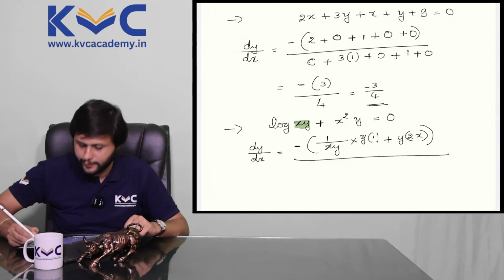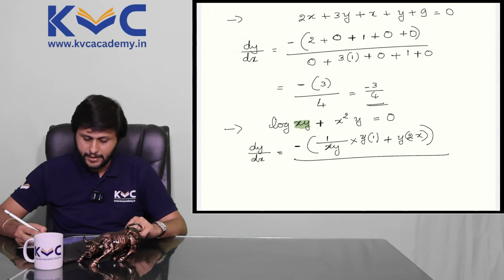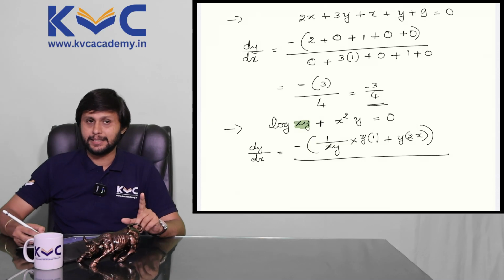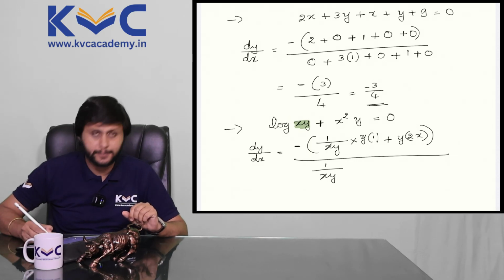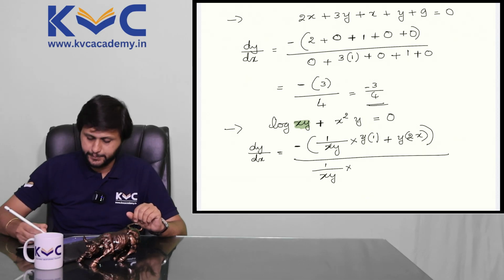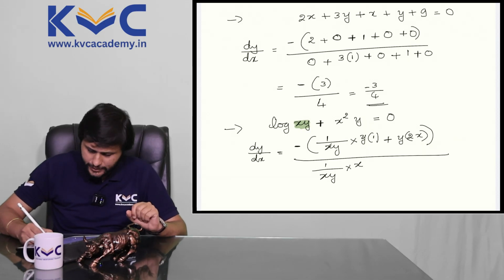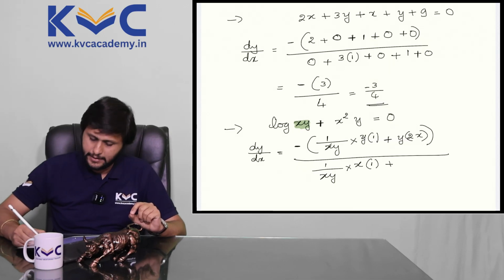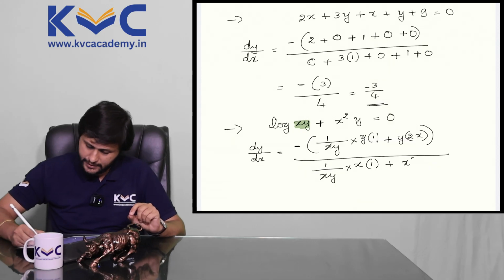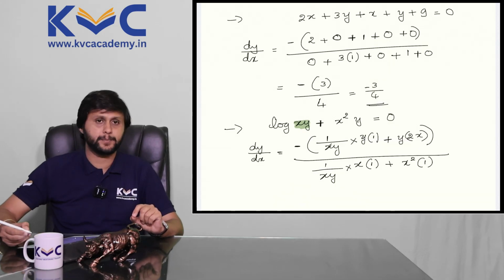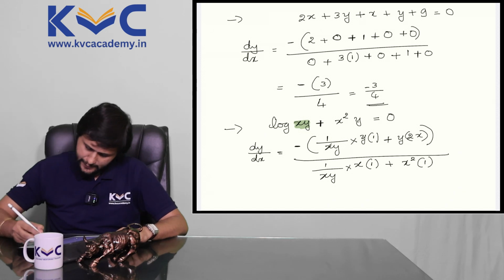Entire thing again we'll have to differentiate with respect to y. The differentiation of xy, this time x is constant. So we again get 1 by xy into, this time x is constant as it is. Differentiation of y is 1, plus x is constant. Differentiation of y is equal to 1. That's it. If you want, we can simplify this.